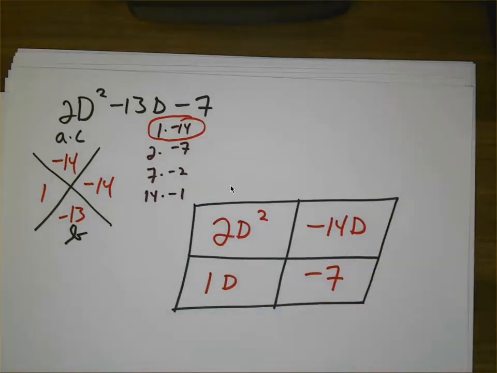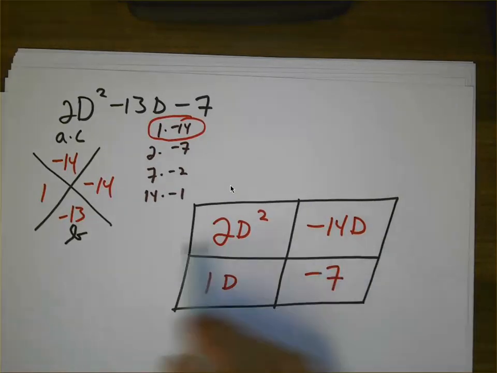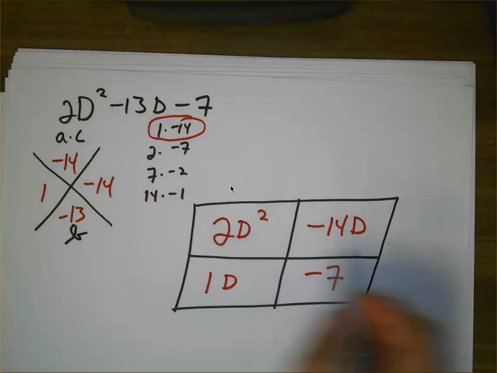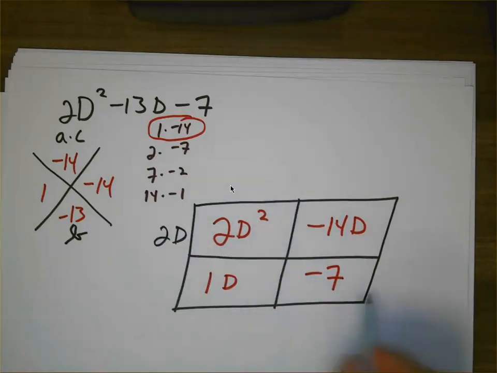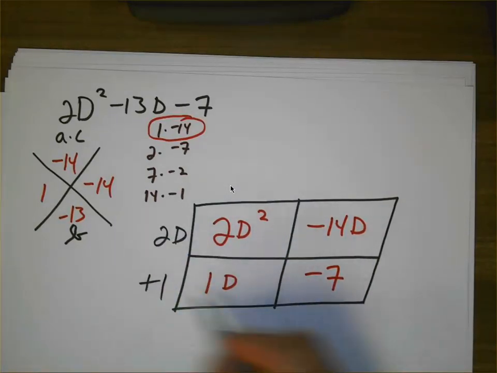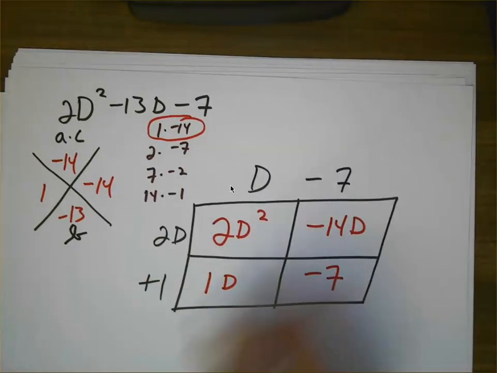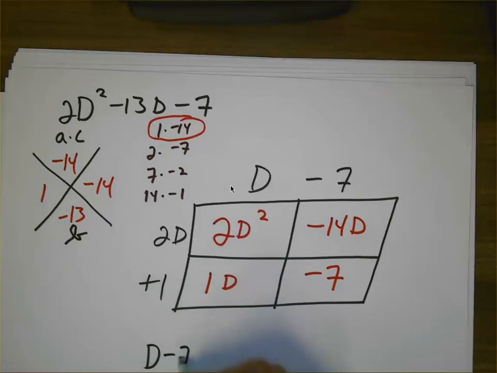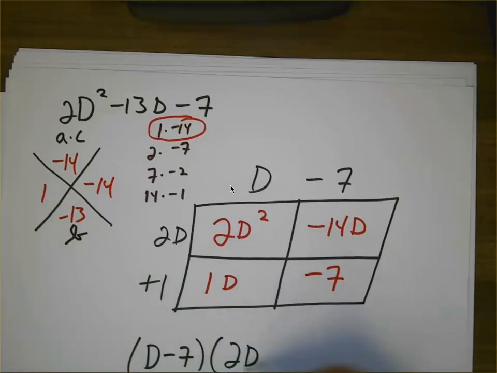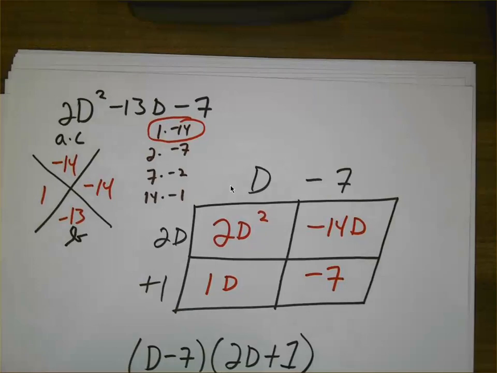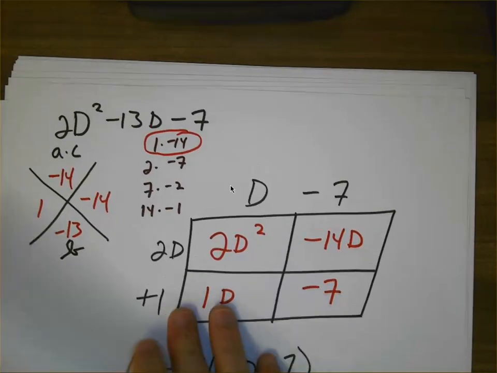And then number 9 says tic-tac-toe. So look here. What do these have in common? 2d squared and negative 14d have 2d in common. Well, these have nothing in common, so we're just going to say plus 1. Up and down here, it's just d. Up and down here is negative 7. So then this factors out to d minus 7 times 2d plus 1. That's how that comes out, right? d minus 7 times 2d plus 1. Make sense?